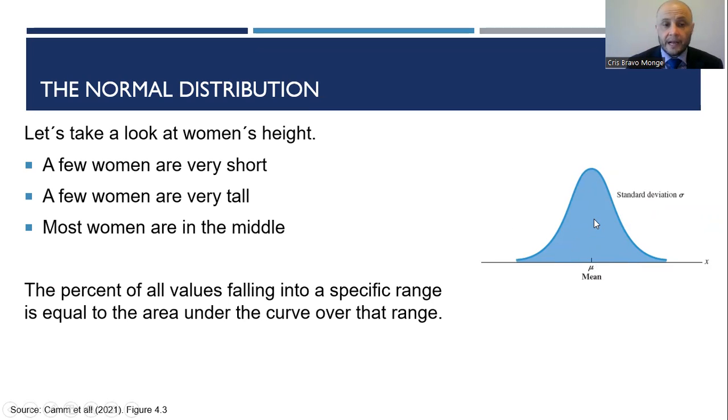The percent of all values falling into a specific range is equal to the area under the curve of that range. What does this mean? It means that all the women will fall within 100%, right? And then with the normal curve, we'll identify what percentage of women would fall between this height or less, between this height or more, or between X height and Y height.